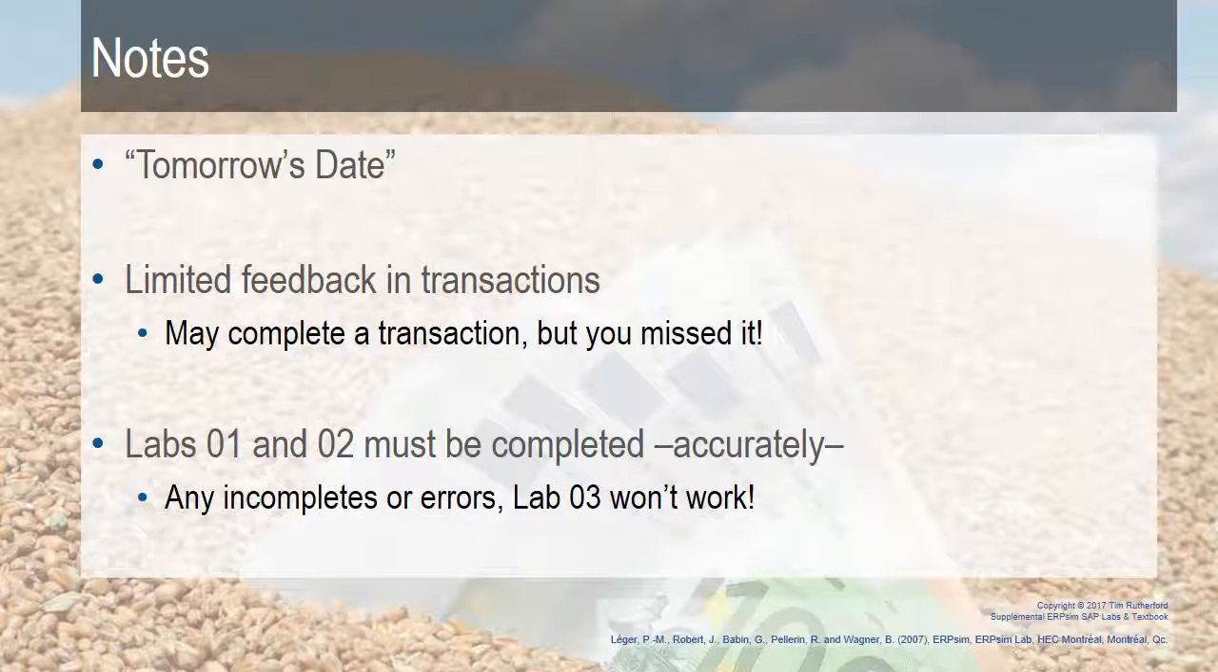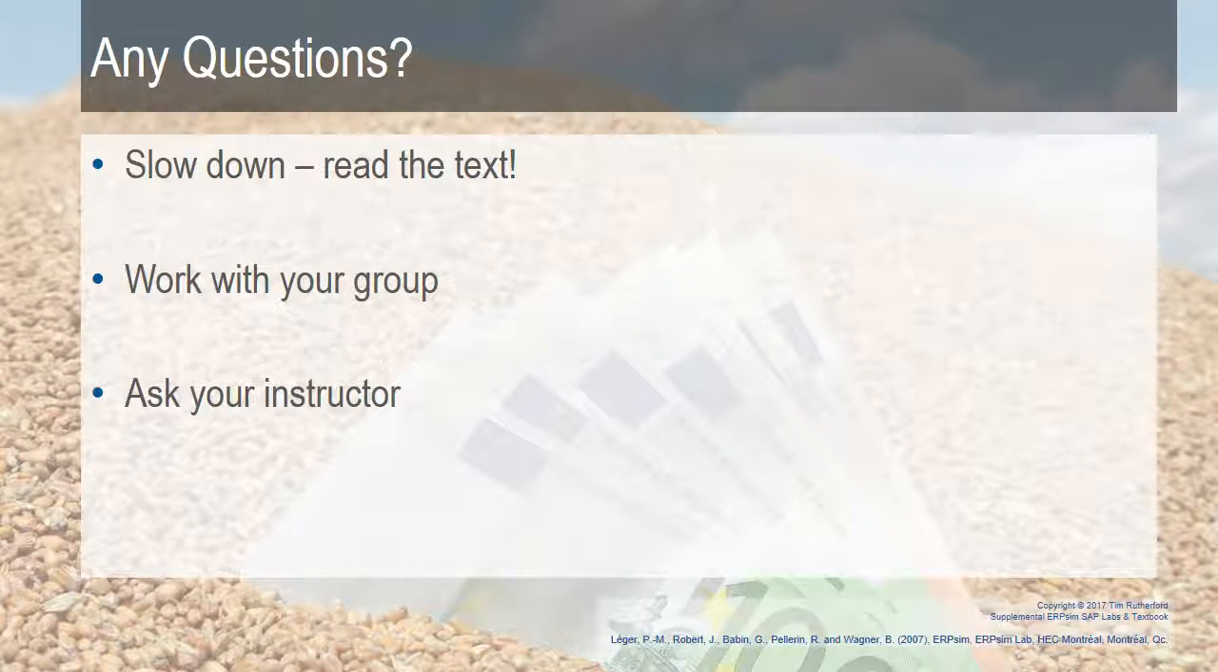If you have open purchase orders or sales orders, don't worry about it. The accounting people are not going to come after you and yell at you for open documents. Just complete whichever documents are relevant as you've completed 1 and 2 accurately. If you have any questions, slow down, read the text. A lot of the answers for questions you might have are within the text themselves. If you're working within a group, make sure you work with your group. This is not the kind of thing that you'll want to work individually.